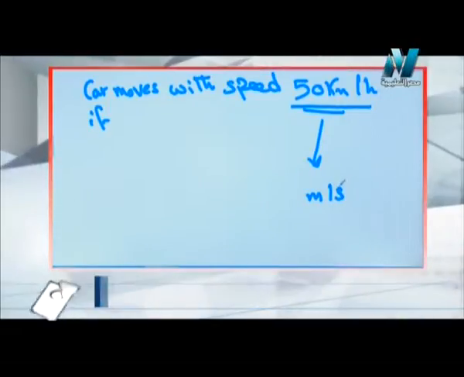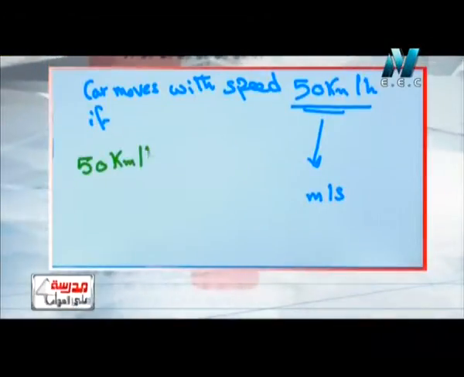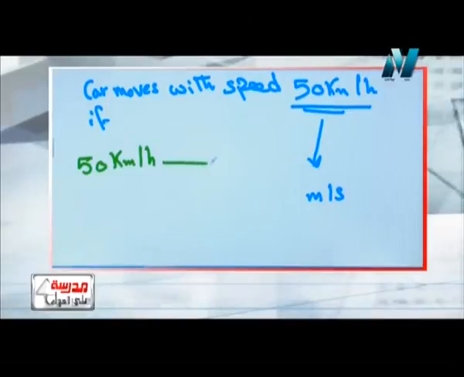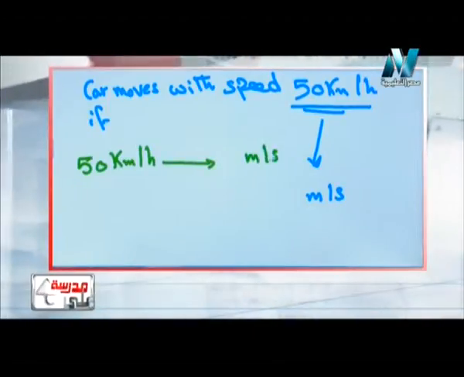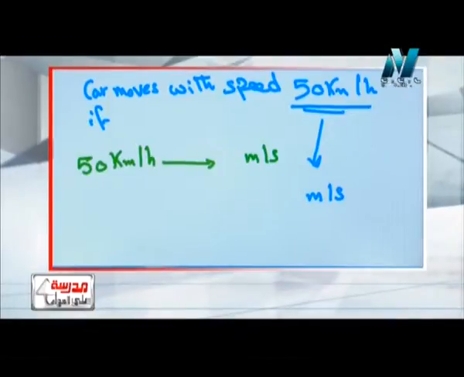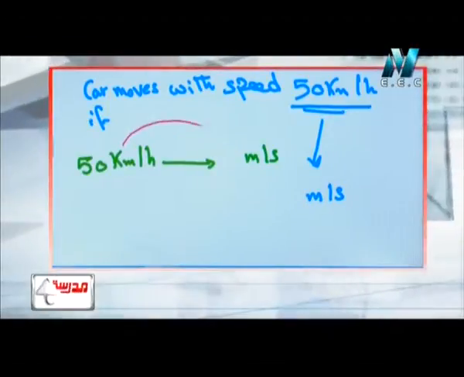This point is the second point in this curriculum. As we have to know how we can convert from kilometer to meter and from hour to second. We have two ways to convert from kilometer per hour to meter per second. Let's say we have 50 kilometer per hour into meter per second. So kilometer, as we studied before in the primary stage, has how many meters?